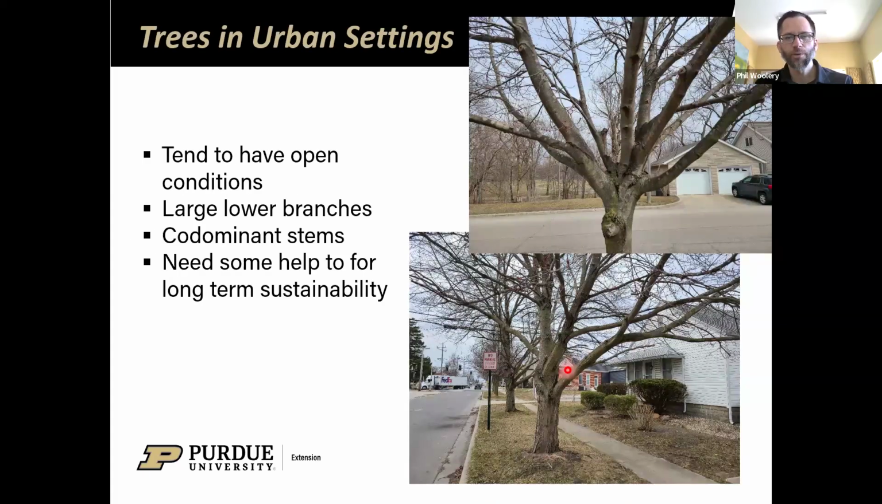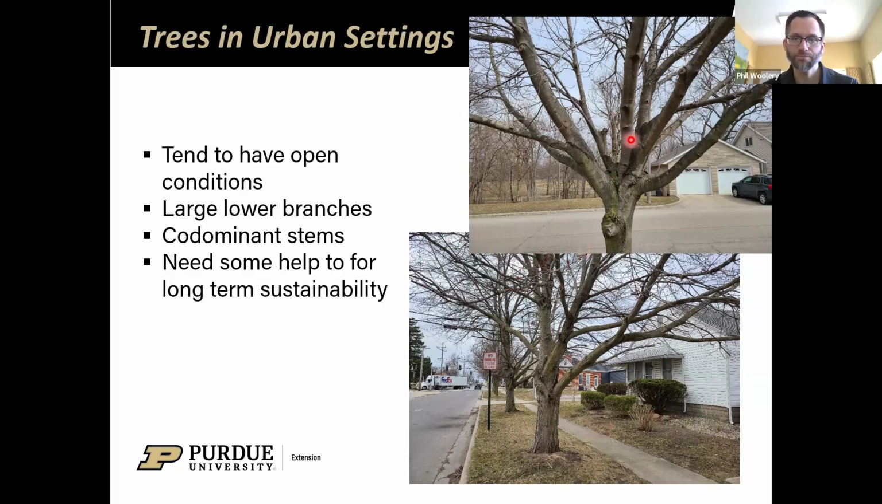Looking at some of our urban trees here, which tend to be more open, they're not as shaded as in the forest, so there's not as much competition driving growth upward. We can have these larger lower branches that, if we don't do anything about them, like this one down here, can create potential conflicts with infrastructure. We've got the sidewalk here, and it's probably okay walking under, but if we've got houses and cars and everything like that, we need to take care of that.